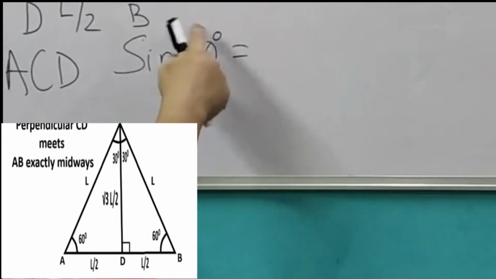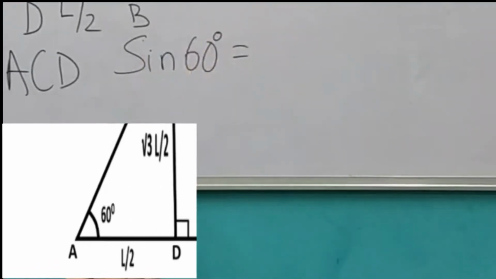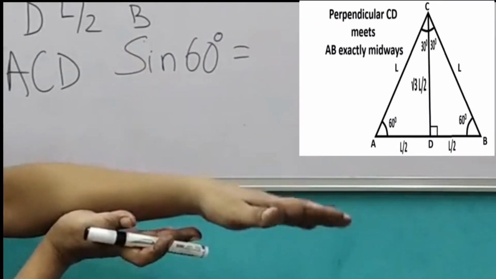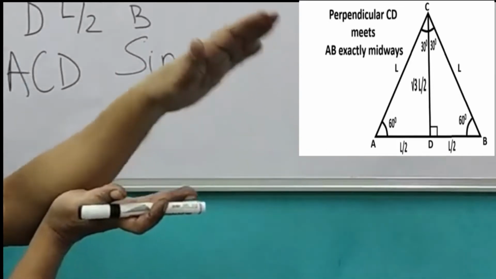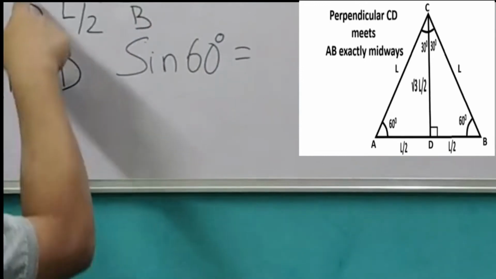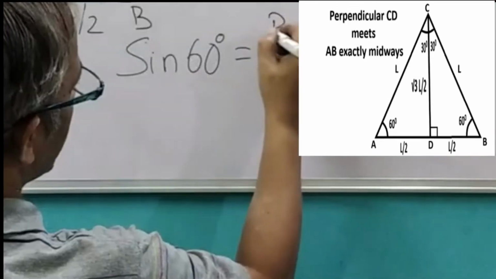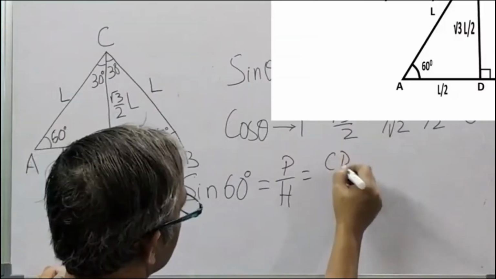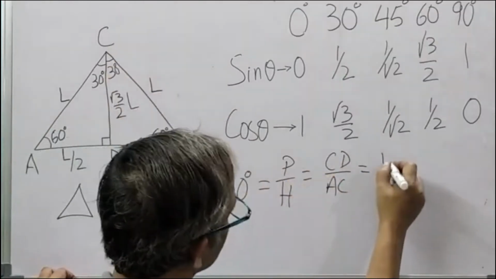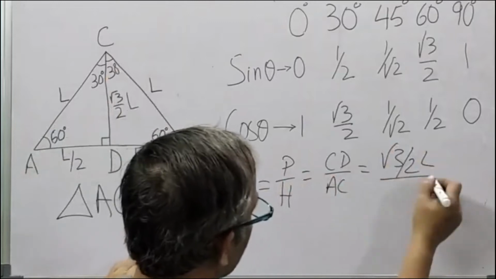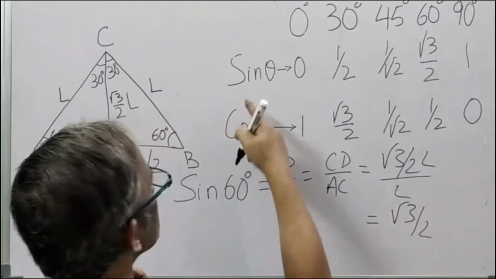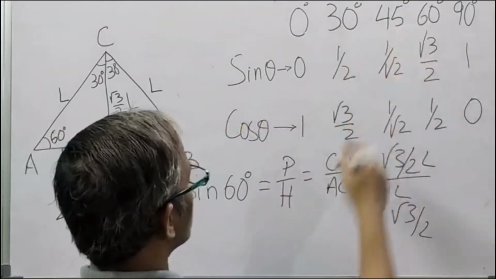So the angle in consideration is always made between the base and the hypotenuse. That means the angle by which the hypotenuse is rising over the base forming this angle. So the base becomes AD and the perpendicular is CD. Sine function is P by H. P is CD, H is AC, and CD is root 3 by 2 L and H is L. So the value is root 3 by 2. So that is why sin 60 is root 3 by 2.